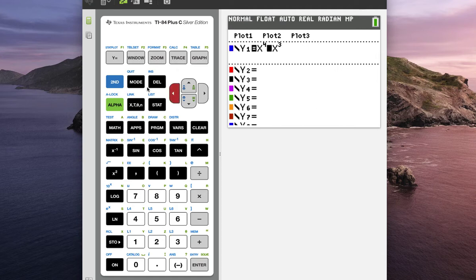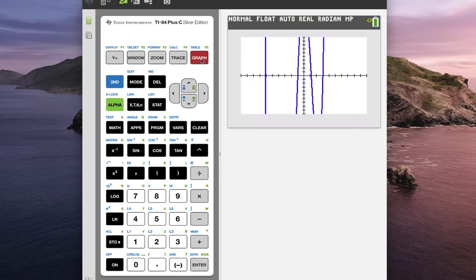Oops, I think I probably want a plus sign in there, don't I? There we go. And then minus 20x squared minus x plus 21. Okay, and we'll go ahead and graph that.